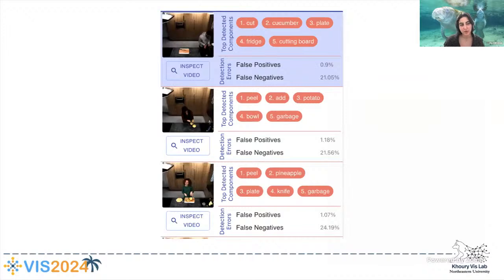Then we provide a view with the list of videos, and for each video, we provide the top detected components by the model within that video, and also the same rates of false positive and false negative errors per video. Looking at this quickly can help users identify which of the videos the model is struggling with more. Here, as an example, the third video has the highest rate of false negatives as opposed to the other videos, which could be a good exploration starter.